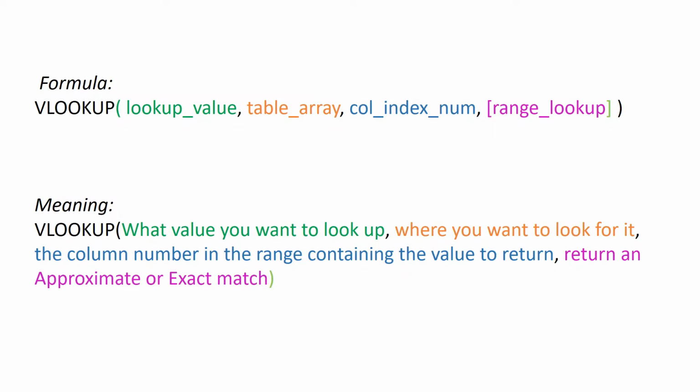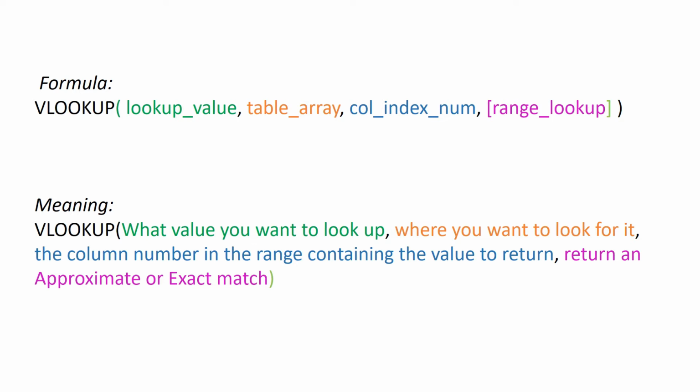Vlookup looks for a value in the leftmost column of a table or range and then returns a value in the same row from the column you specify. The function simply consists of 4 parts separated by commas. This is the lookup value, the table array, the column index number, and the range lookup. This is what the parts in the function mean.